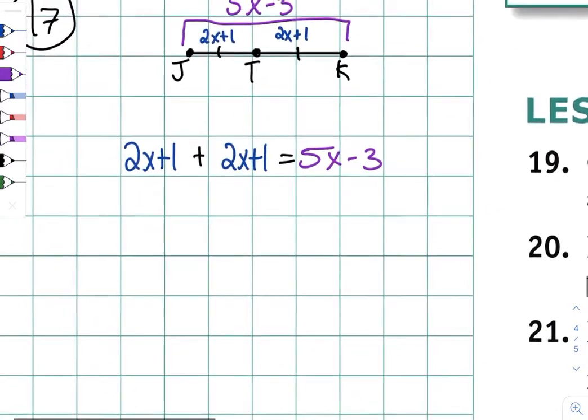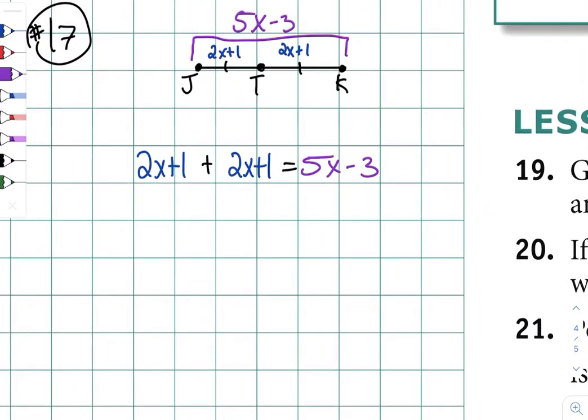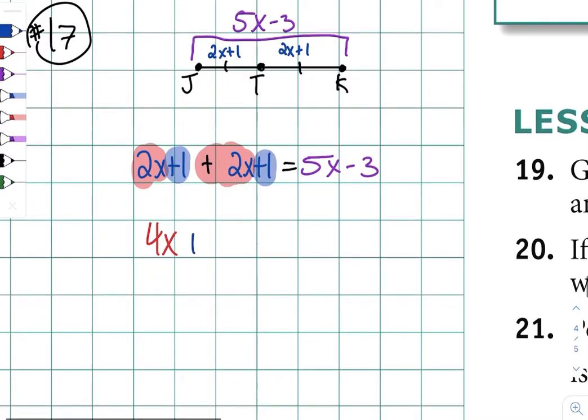Once I set up that equation, then it's just a matter of solving it. Again, I can add the two like terms together. In this case, the x's are like terms. 2x plus 2x is 4x. And the 1's are also like terms. Plus 1 is plus 2. And that's going to be equal to the whole length of JK, which is 5x minus 3.